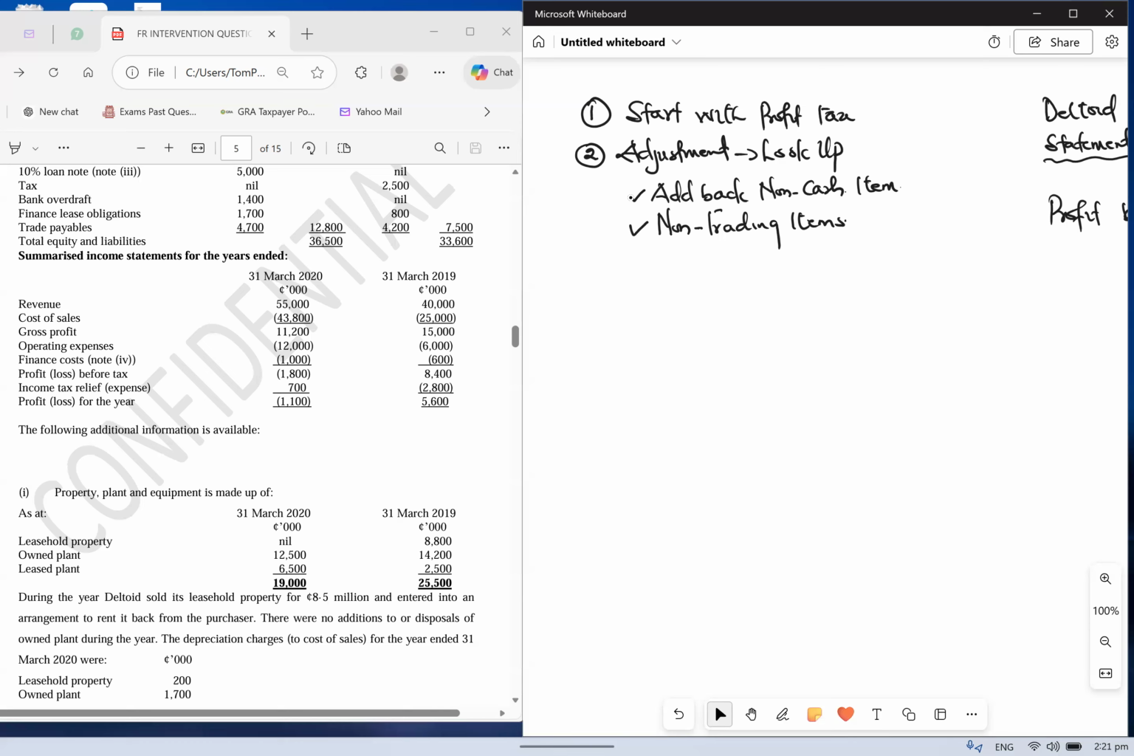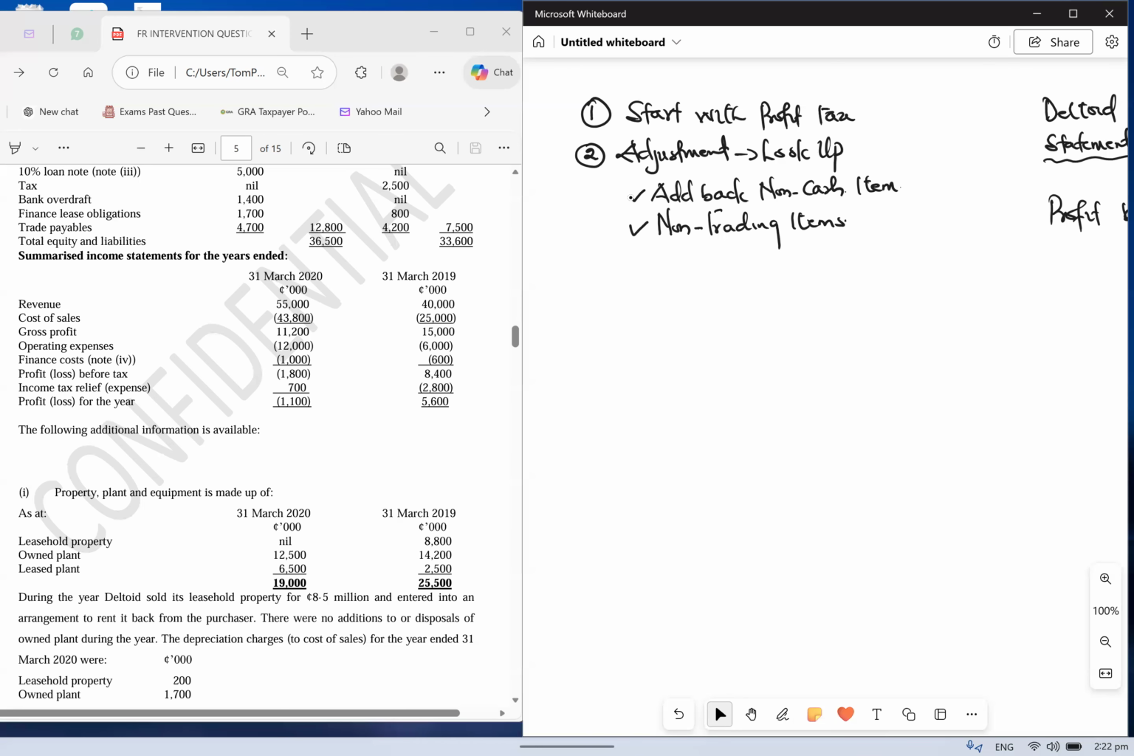So that is it. You look up from your profit before tax. Anything that is not a trading item, because trading is sales, less cost of sales, and your operating expenses. Anything that doesn't belong to that area, if that thing was added, you will subtract. If that thing was subtracted, you will add back. And two is non-cash items. Non-cash items include depreciation, amortization. So you will look out for those things.